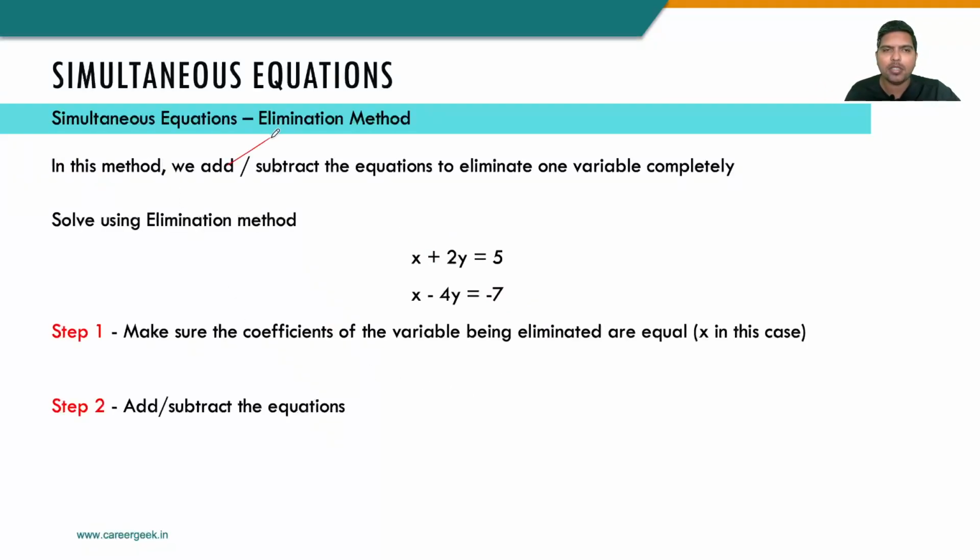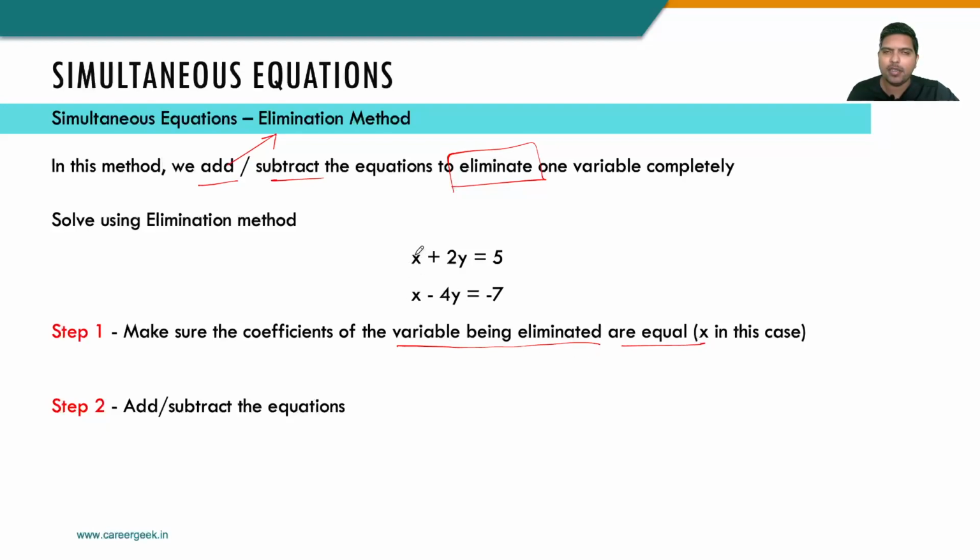The second method is called the elimination method. So what we do here is we add or subtract the equations to eliminate. The substitution method is also kind of elimination. By substituting x in terms of y, you are eliminating x. But here, to add or subtract, we have to make sure the coefficients of the variable being eliminated are equal.